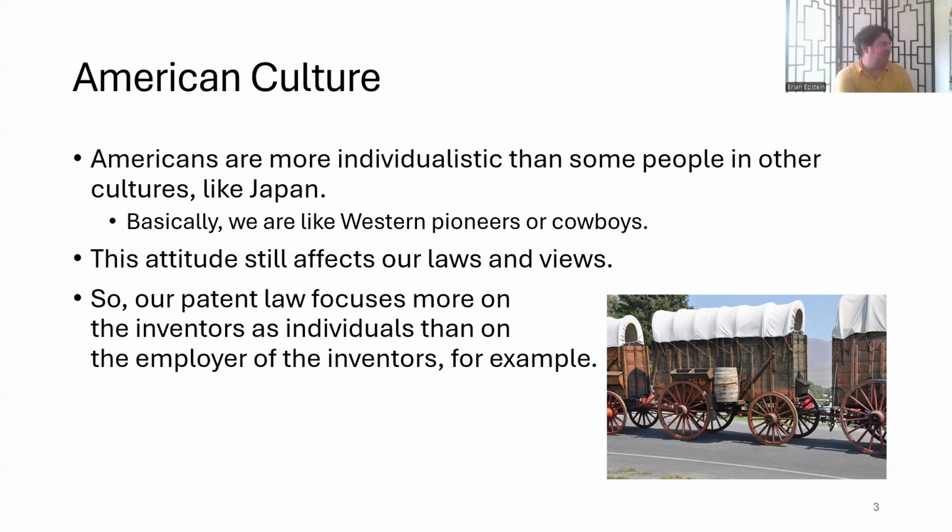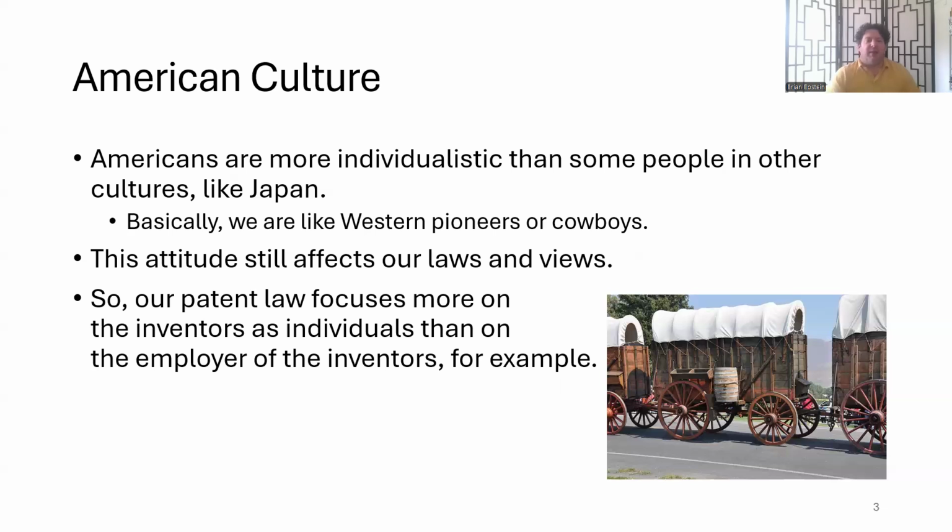As I learn about what topics are surprising, as I learn more about other cultures, notably Japanese culture, I learn how different Americans are. And I have to explain why we're so different. So Americans are more individualistic than some people in other cultures like Japan. One of my Japanese friends who kind of studies cultures was saying that we are like Western pioneers or cowboys. Even today we are like that. This attitude still affects our laws and views.